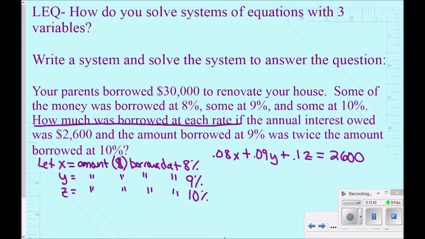Now, I also know that the total amount borrowed is $30,000. Well, we have amount borrowed x, amount borrowed y, amount borrowed z. So I know to get a total, I'm going to add those three. So x plus y plus z. And that total amount borrowed is $30,000.